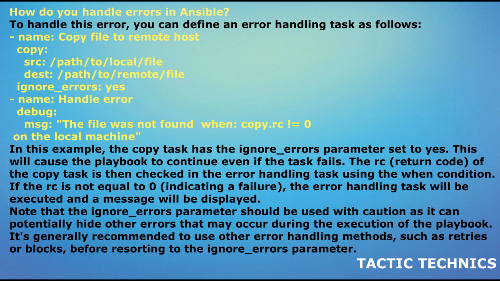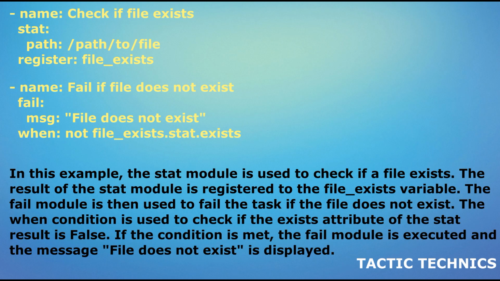It's generally recommended to use other error handling methods, such as retries or blocks, before resorting to the ignore_errors parameter. Retries: configure a task to retry a certain number of times if it fails. To do this, use the until parameter along with a condition that will be evaluated after each attempt. If the condition is not met, the task will be retried. Blocks: use blocks to group tasks together and handle errors by defining a rescue section that will be executed if any task in the block fails. In the rescue section, define tasks to handle the error.